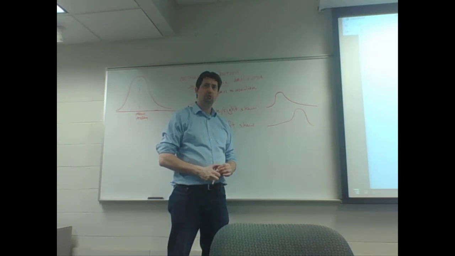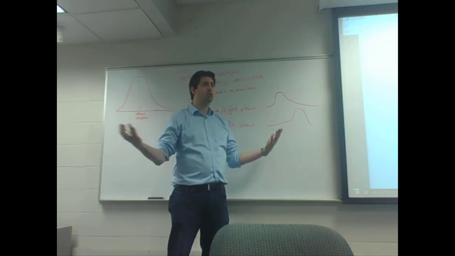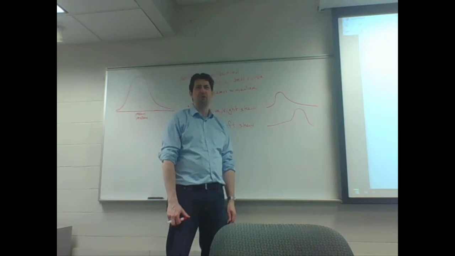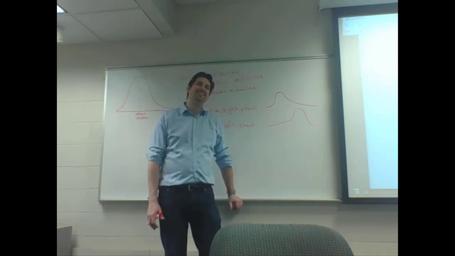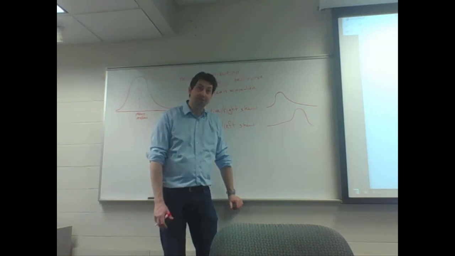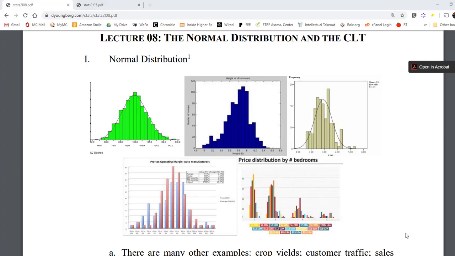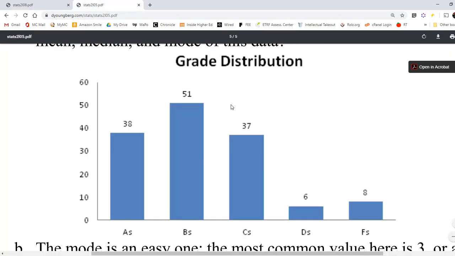For example, I have some data from grades from 2014. What do you think the most common grade I gave was? Probably a B. A B is actually correct. So the modal grade was a B. In fact, we can pull up some data, and I can show you what I mean. This is the grade distribution.